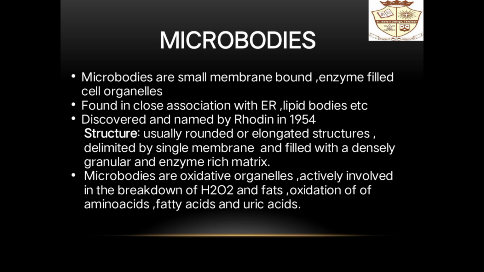Next is microbodies. Microbodies are small membrane-bound, enzyme-filled cell organelles found in close association with endoplasmic reticulum, lipid bodies, etc. They were discovered and named by Rhodin in 1954. Structurally, they are usually rounded or elongated, delimited by a single membrane and filled with a densely granular matrix that is rich in enzymes.